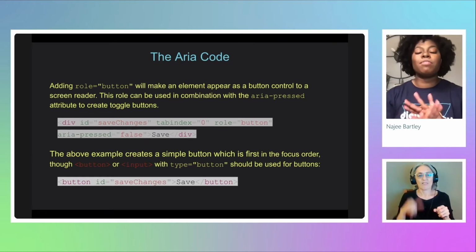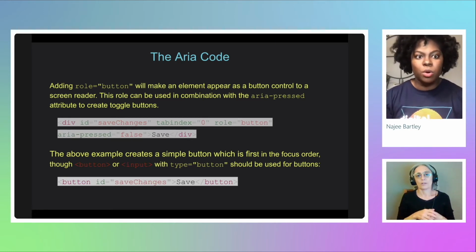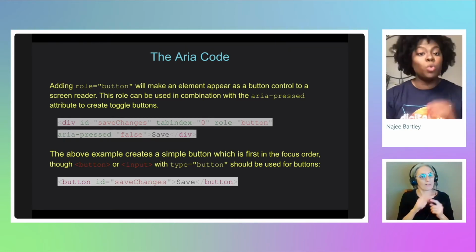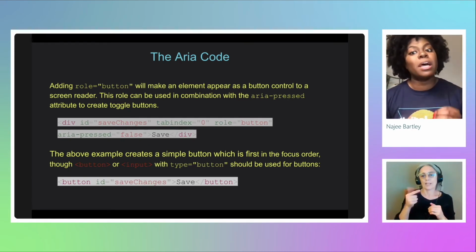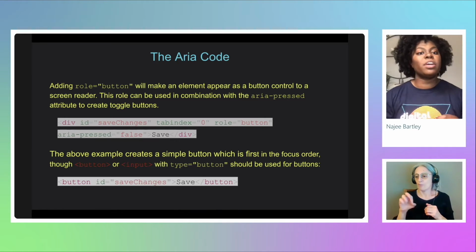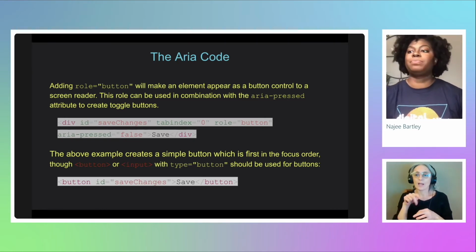But basically, if you want to get anyone out of this crazy looking code, you want role equals button. You want button tags, and you want to have some ARIA code in here that talks about whether it's pressed or not. So you want to make sure you're using things like that.